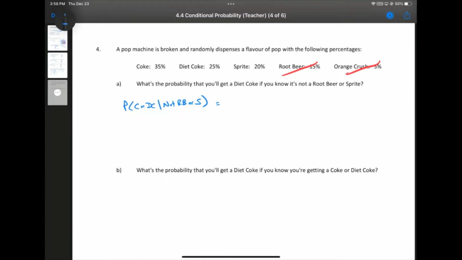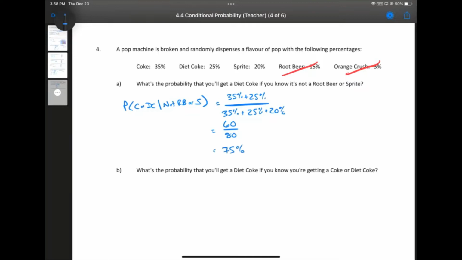And that would be 35% plus 25% over the probability that you get anything other than a root beer or Sprite. And that would be 35% plus 25% plus 20%. So we no longer have root beer and Sprite on the list, but that's okay. Okay, so the top is just 60%, the bottom is 80%, and I could put the percents on or not, because they both mean divide by 100, they cancel top and bottom. So whether they're there or not, the ratio is still 3 to 4, and you get a 75% chance.